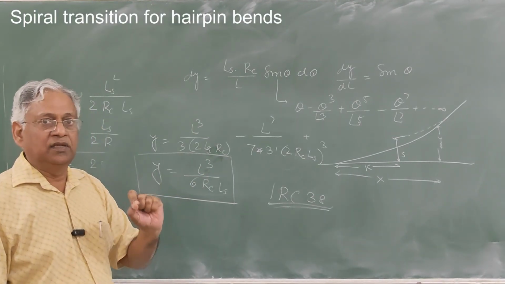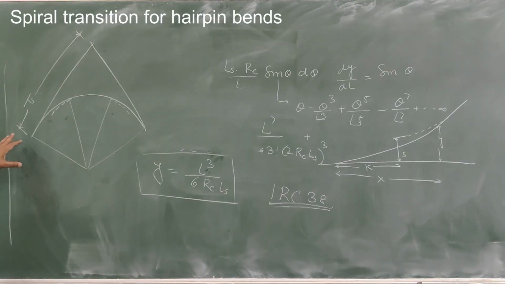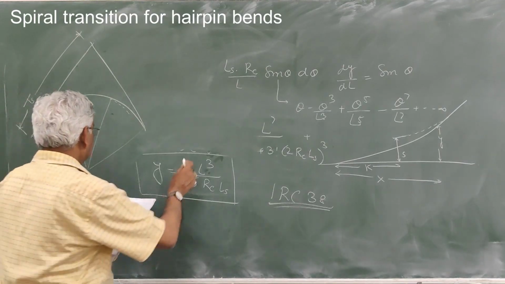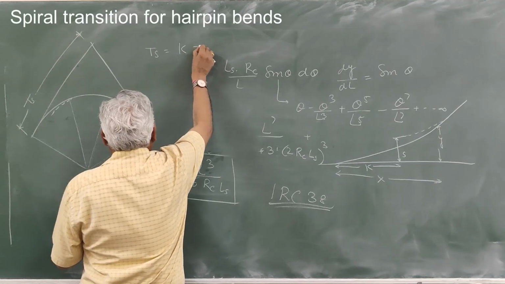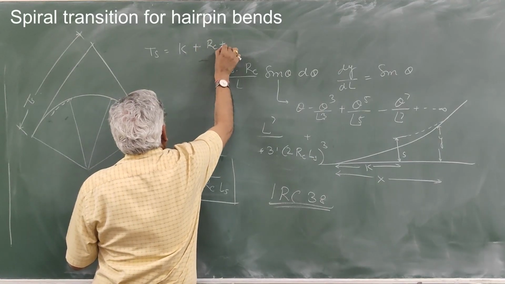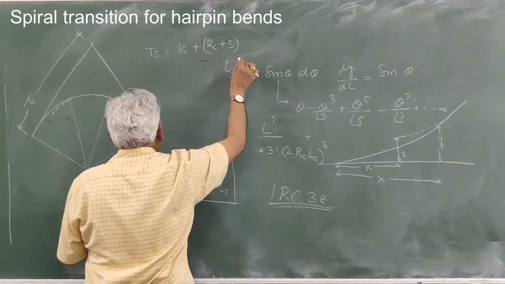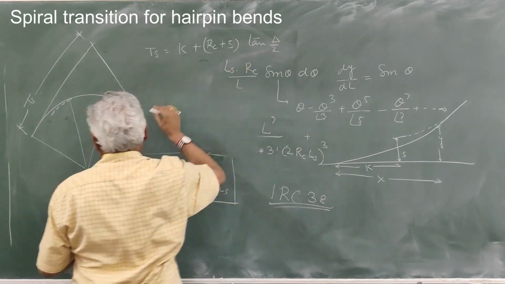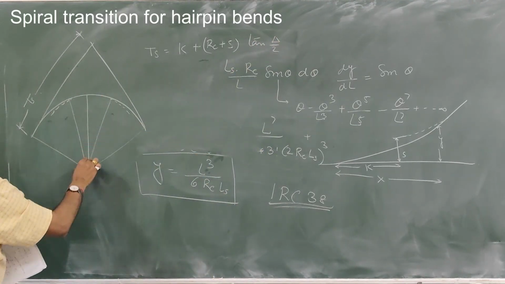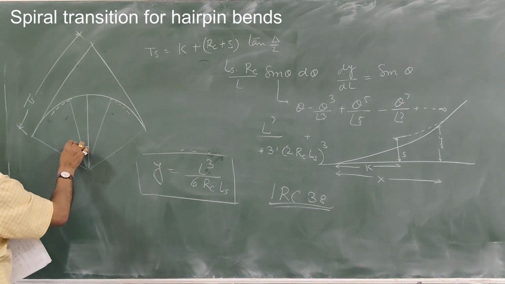I'll tell you about this table a little later. Another important parameter in setting of the curve is the tangent length, Ts. Now Ts is given by this equation, k plus (Rc plus S) into tan delta by 2. Now this is delta by 2. This is delta by 2.